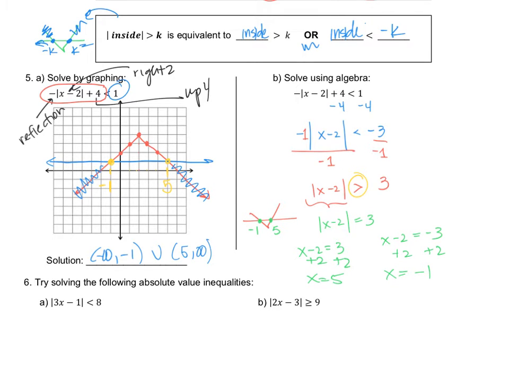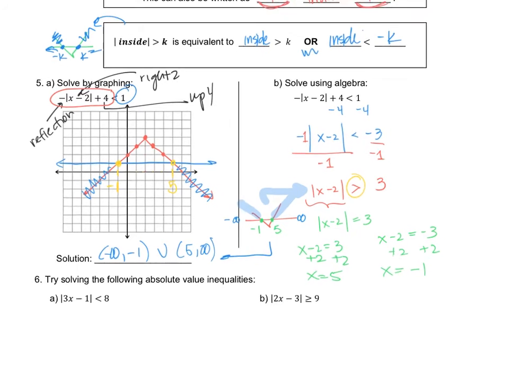And so then I'm going to look at my inequality that we're talking about here, and it says where we're greater, which would be the sections up above there, which will match up with what we said over here. It's going from negative infinity to negative 1, union 5 to infinity.